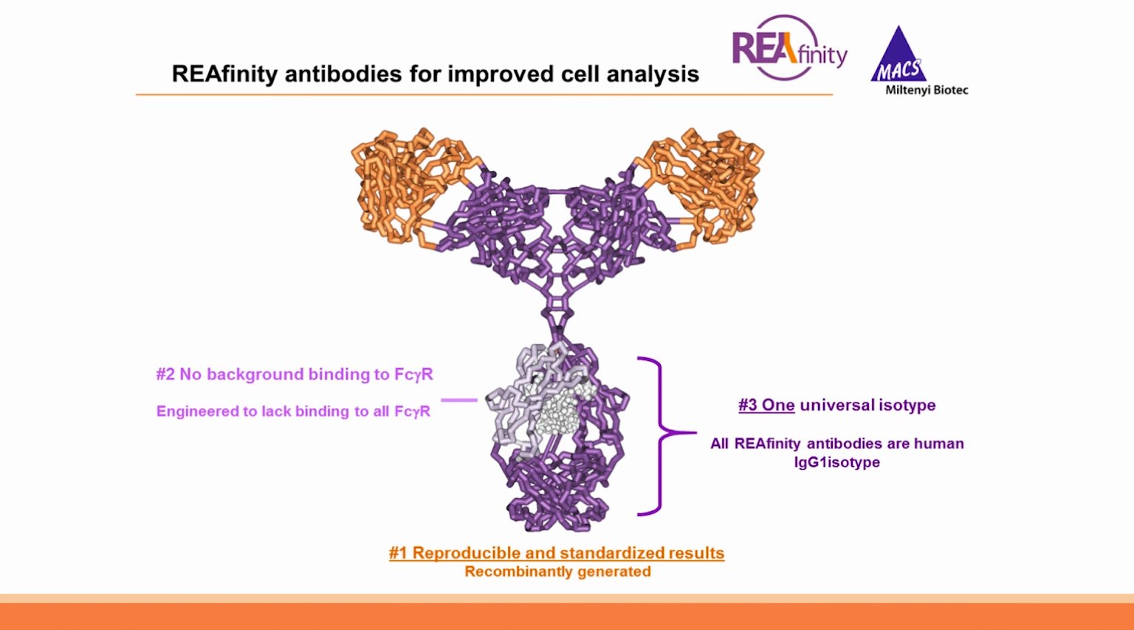whole antibody portfolio into recombinantly engineered antibodies already, because that will give you very reproducible, standardized results, because the antibodies are all sequence validated. You only have one heavy chain, one light chain, and because they are recombinantly engineered and produced, you always have the same. There's no lot-to-lot variability. In addition, we engineered the constant region so that there's no background Fc gamma receptor binding anymore. And the constant region is only one isotype. All the REAffinity antibodies are human IgG1, which of course simplifies your flow analysis, because for your whole REAffinity panel, you just need one isotype control.